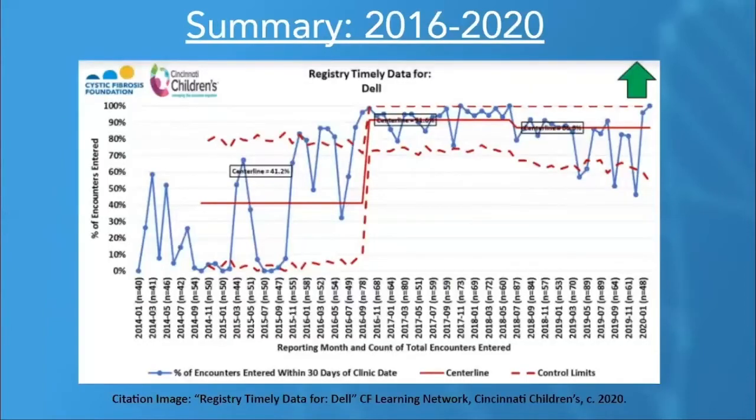Now let's look at results. You can clearly see the difference from when I was hired to be the registry coordinator and applied my process in July 2016. Our pediatric centers baseline went from 40% to a sustained shift of over 70% in July 2016.